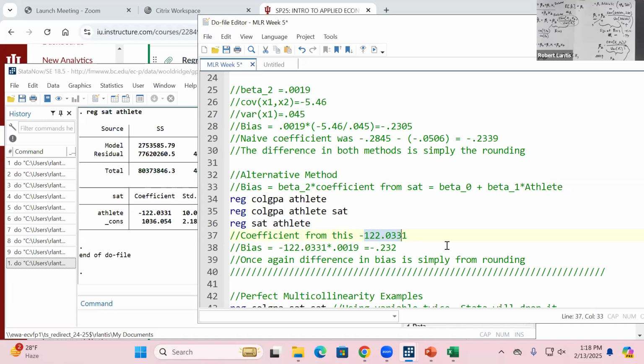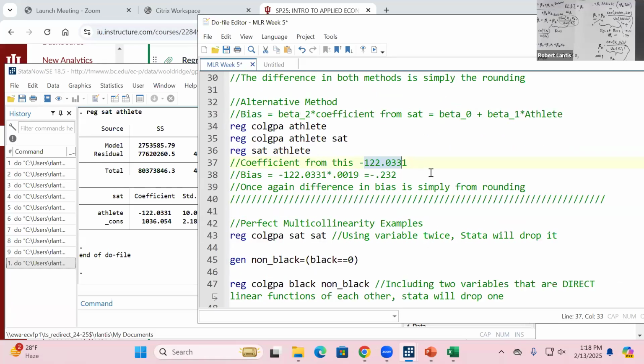Any questions on anything there? Yeah, so a definition of a bias would be like how much of an effect that beta 2 has on beta 1, is that what it is, or is it?